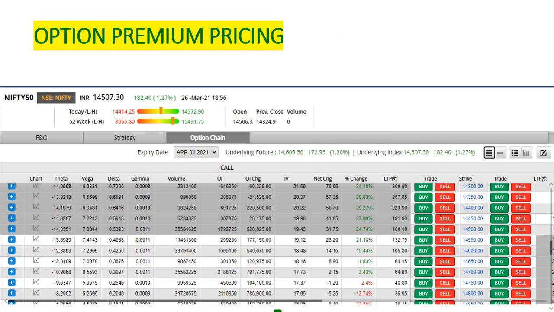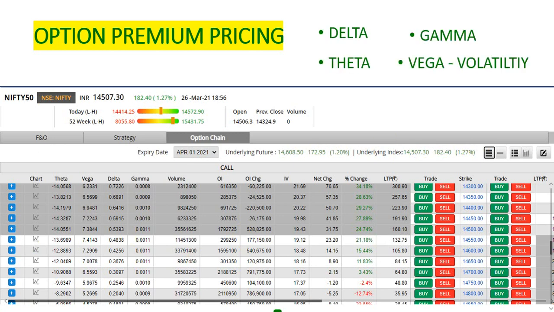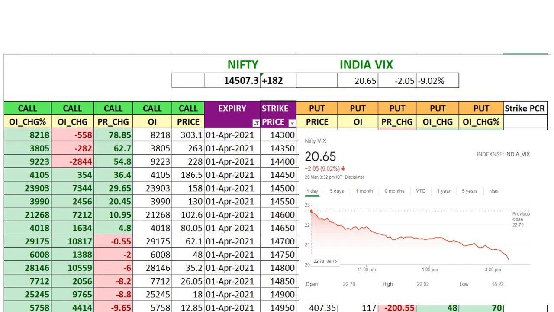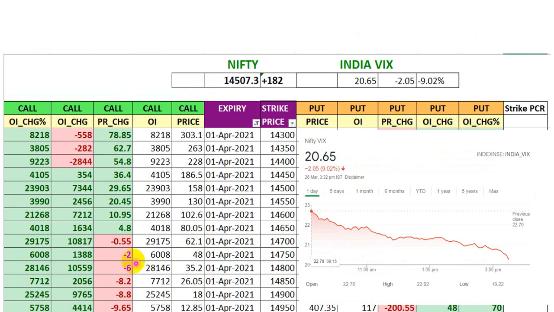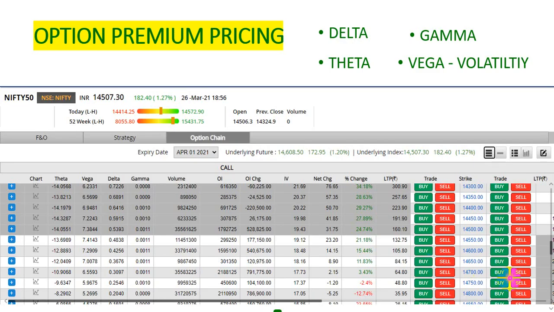What do we discuss? Delta, gamma, theta, vega. Now I'll show these 2 slides. I will interchange frequently. We got this 50 paise, no? Nifty increased by 182 points. Okay, now see 14,700. So what is 14,700?